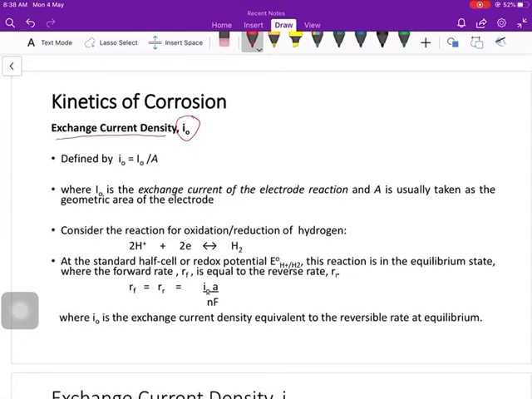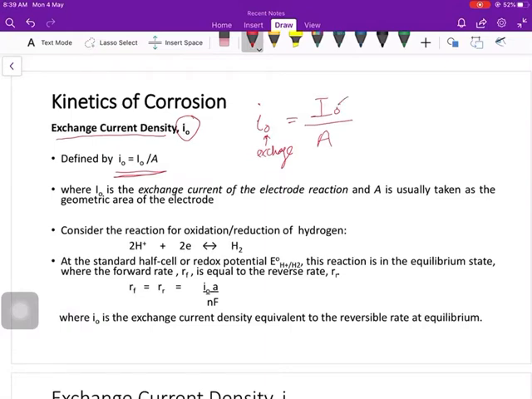What is i naught? i naught, small letter i naught, is exchange current density. So how to get this i naught? There is one formula about this i naught, the exchange current density. Small letter i is current density, which equals capital letter I, the exchange current, divided by the area of the metal exposed to the corrosive environment.